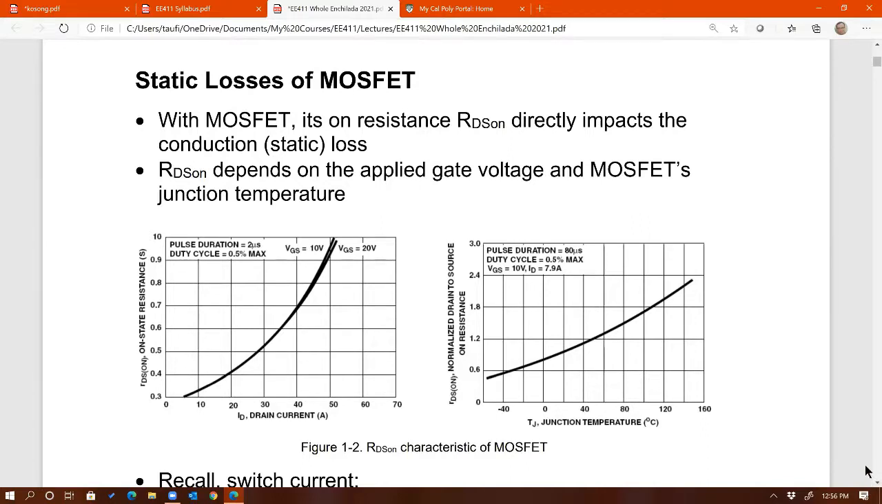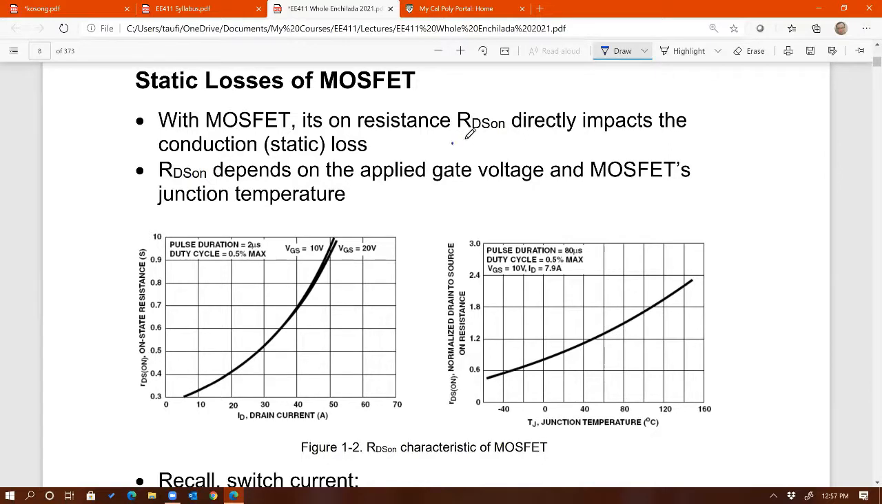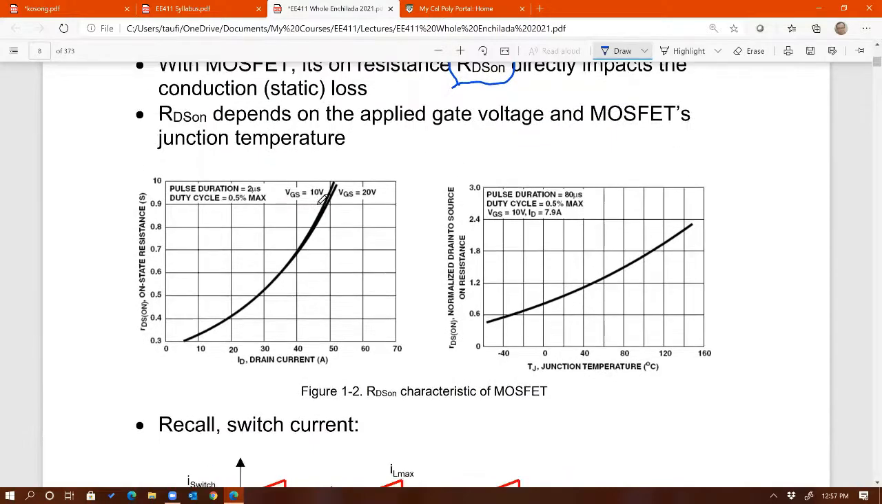Let's see, with MOSFETs, we have the on-resistance of the MOSFET, RDS(on). So if you buy a MOSFET, look at the data sheet. They will provide you with this data, the RDS(on) of the MOSFET, and it's not a constant value. Usually you'll get curves like this, as I am providing here. On the left, you can see that RDS(on), on the y-axis, is a function of drain current.